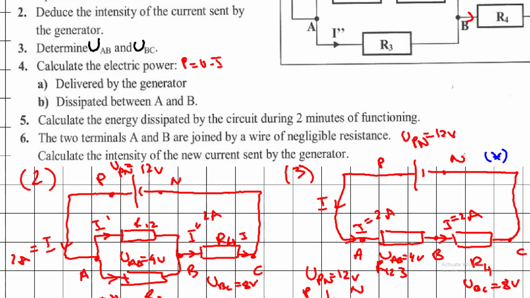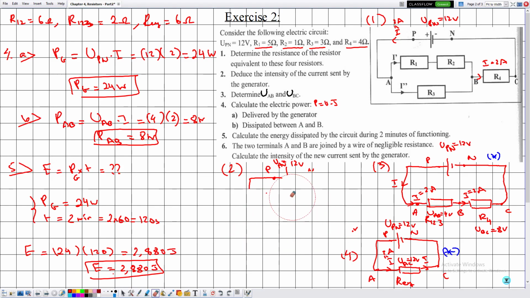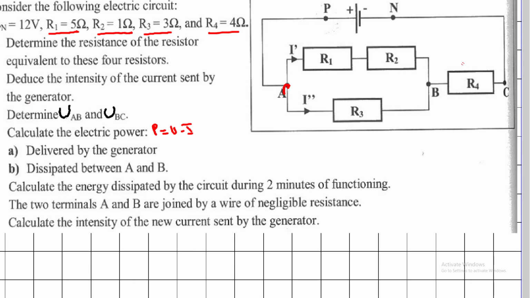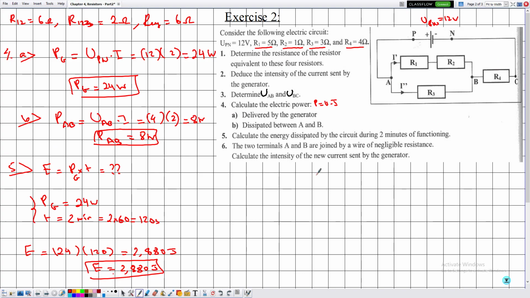Now they are telling us the terminals A and B are joined by a wire of negligible resistance. So since we have made a change in the electric circuit, everything that we have done will eventually change, except for the voltage of the battery, which will remain the same. So everything here will change. What we have done here is short circuiting, and whenever we do a short circuiting, all of this electric circuit can be ignored. So the electric circuit will look like this.